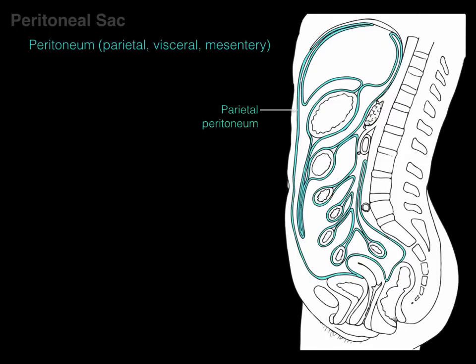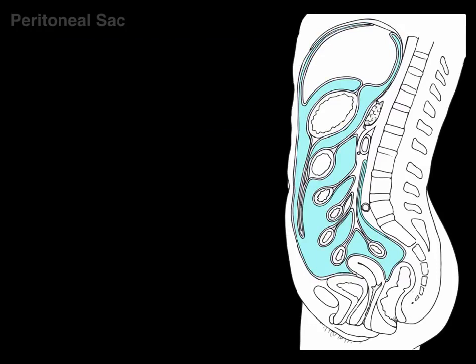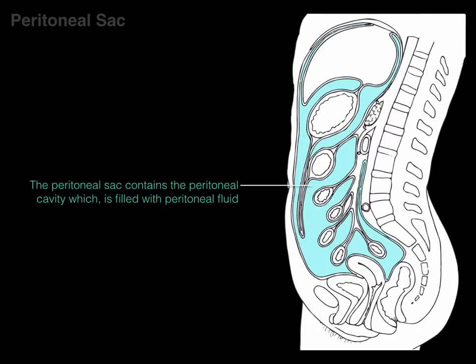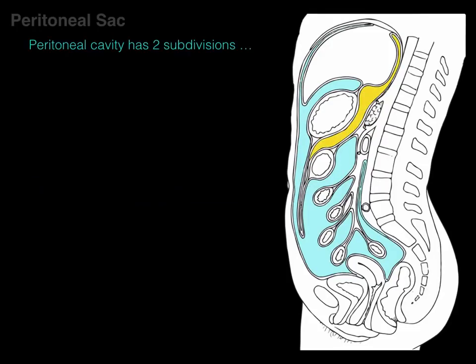So there's our parietal peritoneum lining the wall. The mesentery, the double membrane coming off that posterior wall, engulfing organs, and there's the visceral peritoneum that's surrounding, in this case, one loop of small intestine in this picture. Now there in light blue, filling this cavity, there's the peritoneal sac that contains the peritoneal cavity, which is filled with peritoneal fluid. Now the peritoneal cavity has 2 subdivisions.